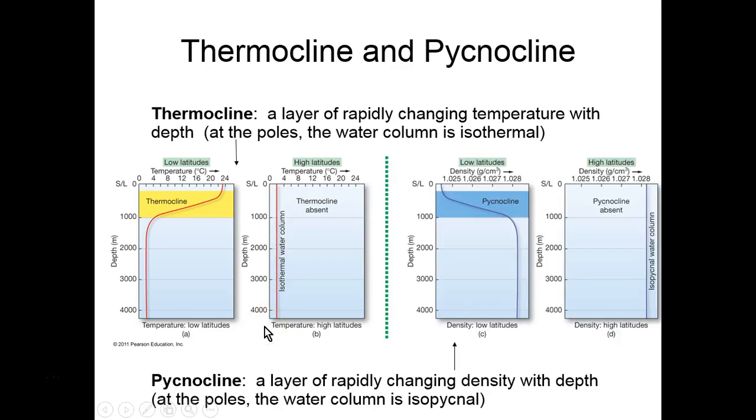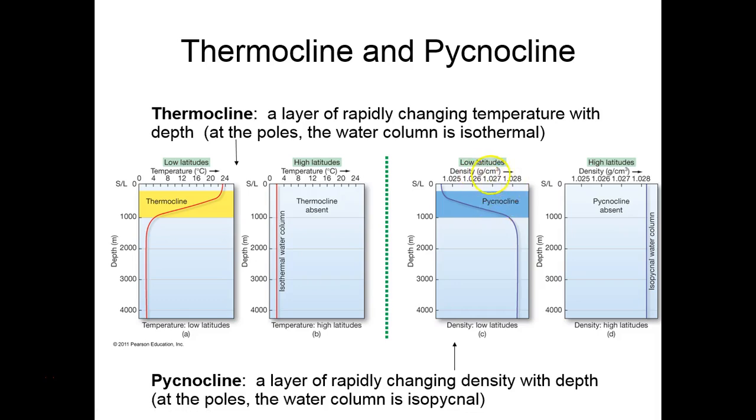Now because temperature is the main thing that affects density, we can also see this relationship. Okay, so these two are density graphs, where you have low latitudes on this graph and high latitudes on this graph. So again, equator, poles. Okay, so towards the surface at the equator, because the water is warm, the density is low. Then as you have this drastic reduction in temperature, you have this drastic increase in density. That increase, that area where this is drastically changing density, is called the pycnocline.